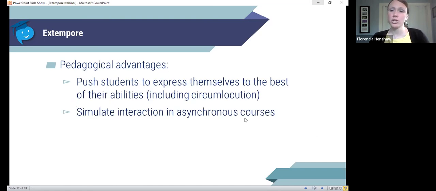In terms of pedagogical advantages, which to me are also important, I like that it pushes students to express themselves to the best of their abilities. Sometimes that might include circumlocution. Is there value in them preparing, trying again, task repetition? Yes, yes, yes. But what I see a lot in my own courses is a lot of that and not a lot of pushing yourself to try to the best of your abilities. And I think there's value in that.